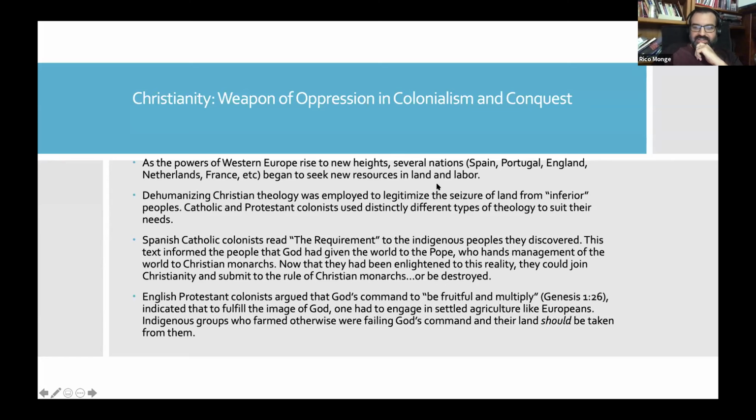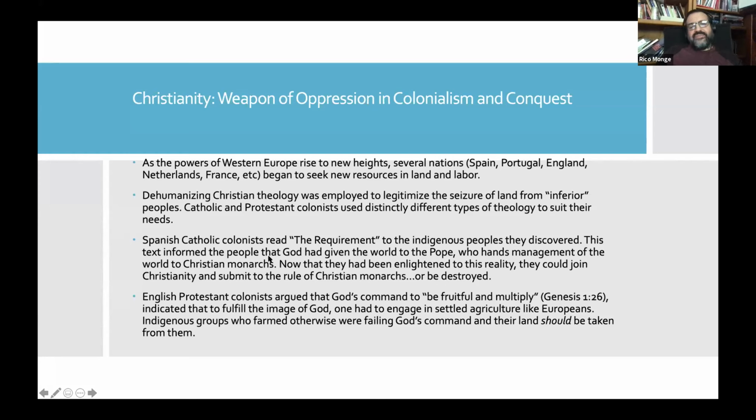Catholic and Protestant colonists use distinctly different types of theology, though, to suit their needs. The interesting thing is, they both use Christianity to do it, the Catholics and the Protestants, but they have to do it in different ways because they don't have the same theological background. So the Spanish Catholic colonists would show up and read this document that was created by Spanish theologians and signed off by the Vatican, called the Requirement. They'd read it to the indigenous peoples that they discovered or encountered, is probably better. They thought they discovered them.